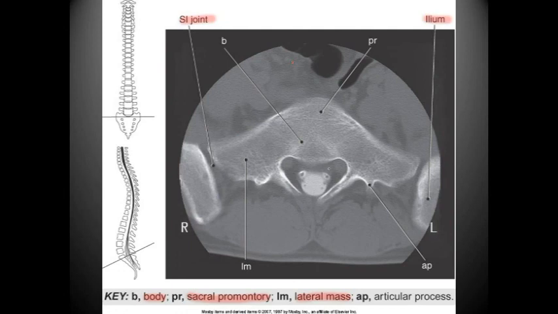Here's S1 once again. We actually do have contrast medium still here. We have the sacral promontory here, which is the most prominent portion jutting out anteriorly. The SI joint, ala, or lateral mass, here, and we do have the ilium here.